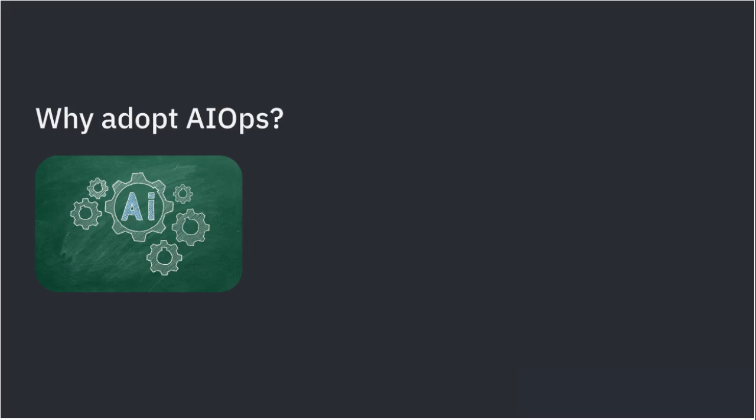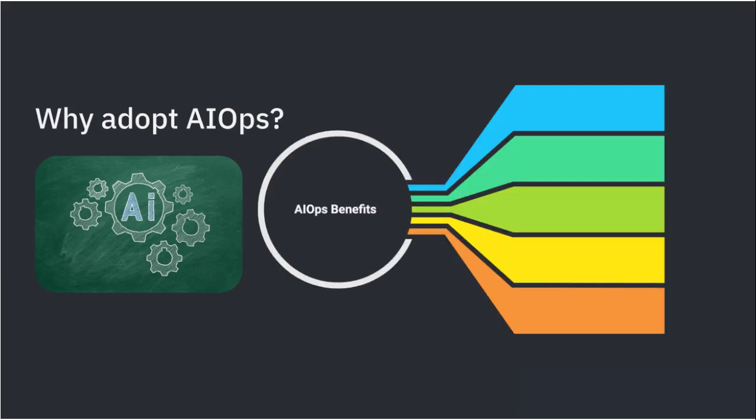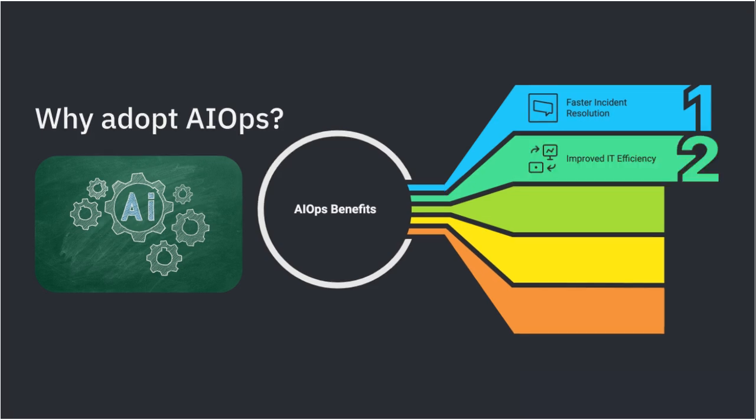So, why are businesses adopting AIOps? Here are some major benefits. 1. Faster incident resolution. AIOps reduces downtime by identifying and fixing issues before they impact users. 2. Improved IT efficiency. IT teams no longer have to spend hours manually troubleshooting. AIOps automates the process.